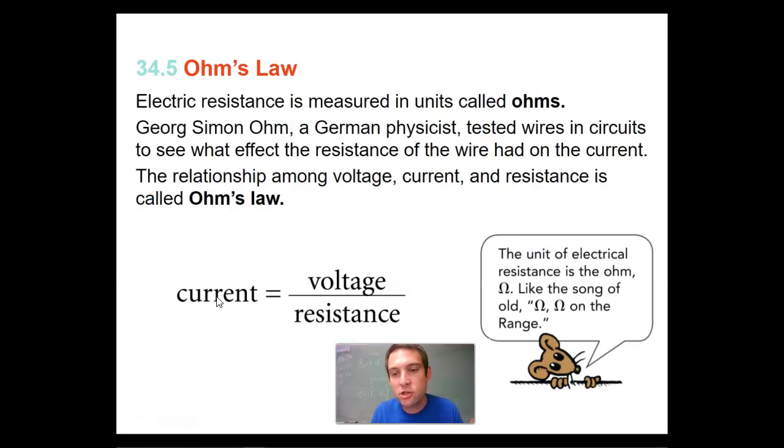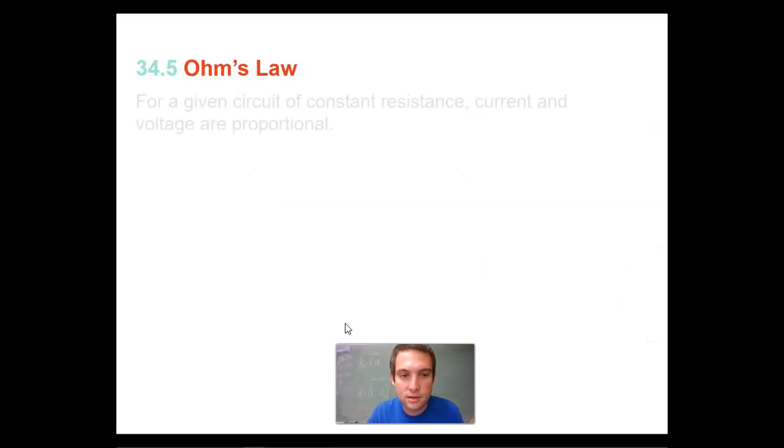Electric resistance is measured in units called ohms. George Simon Ohm, a German physicist, tested wires and circuits to see what effect the resistance of the wire had on the current. The relationship among voltage, current, and resistance is called Ohm's law. Current equals voltage divided by resistance. The unit of electrical resistance is the ohm, like the song of old, Ohm, Ohm on the range.